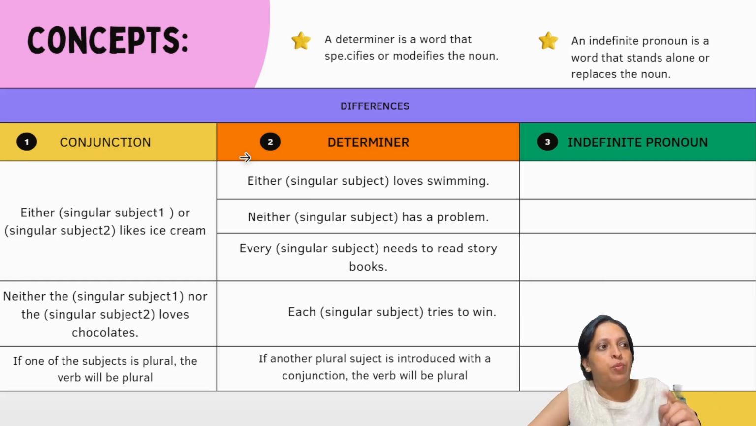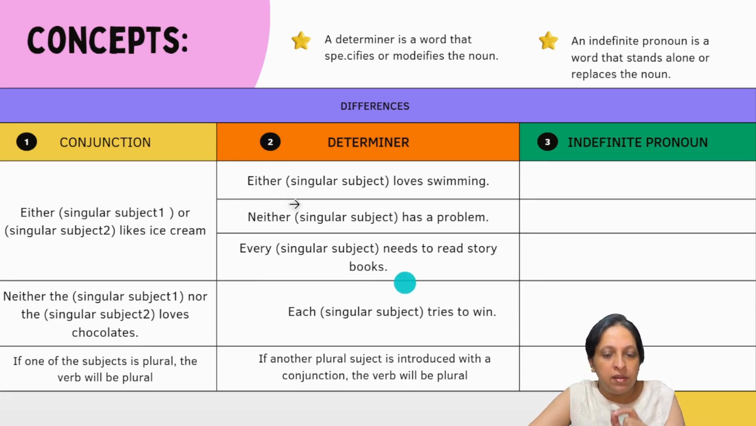I'm saying either boy, either this one or that one, loves swimming. I'm specifying the boy. I'm not replacing the noun boy. I'm just specifying. And it is not being used as a conjunction also because there is no or nor. I'm just using the word either, neither. Same way, after every, there will be a singular subject and then we have to put a singular verb.